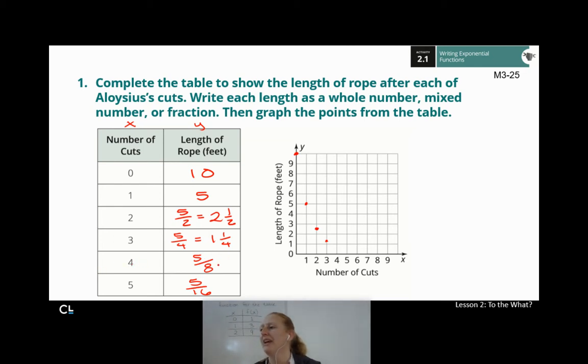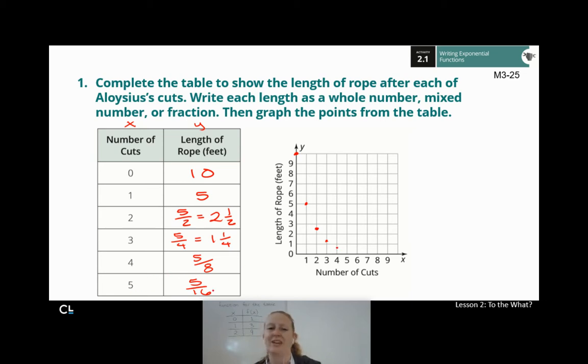4 cuts gives me 5/8. I don't know exactly where 5/8 is, but I know it's a little over a half, right? 4/8 would be a half, so I'm a little over that. So 1, 2, 3, 4 cuts and half. And we'll just go a hair above that and say, there's 5/8.